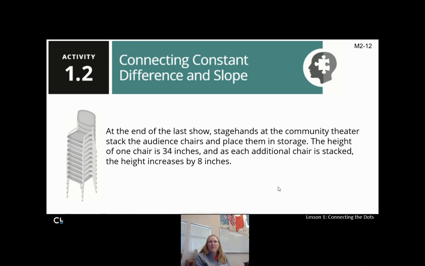Now that we have the feel for the slope being the common difference, and for the fact that the y-intercept is always a little bit off from the first term of our sequences, let's play with that a little bit. At the end of the last show, stagehands at the community theater stack the audience chairs and place them in storage. The height of one chair is 34 inches, and as each additional chair is stacked, the height increases by 8 inches. If you've ever had to help stack chairs, you know exactly what I'm talking about.